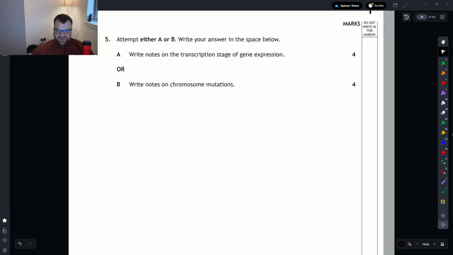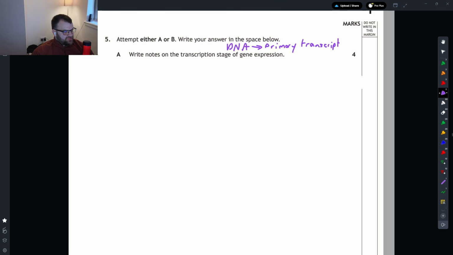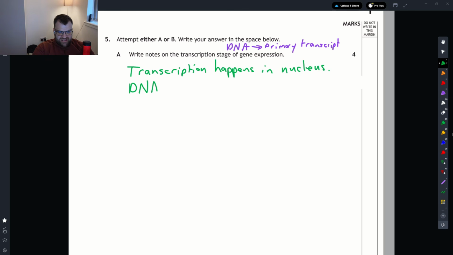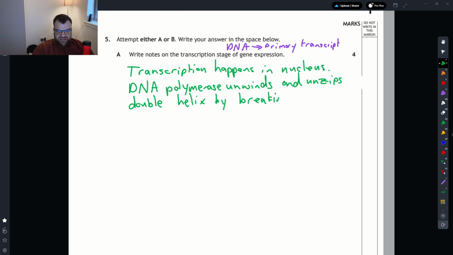Moving on to our 4-mark questions, we're going to deal with the transcription one first. In this one, we're going from the DNA to the primary transcript. What can we pick up marks for? So where does it happen? It happens in the nucleus. The DNA needs to be unwound and unzipped. That's done by DNA polymerase. That's done by breaking the hydrogen bonds that are holding the strands together. Those are between the bases and what holding them together.